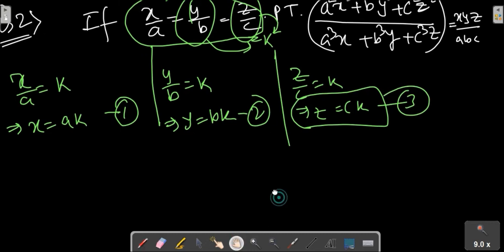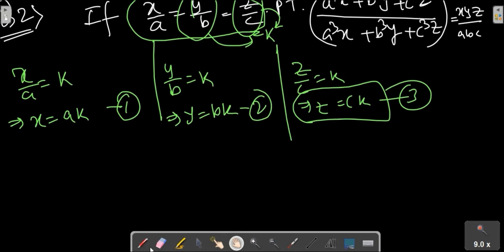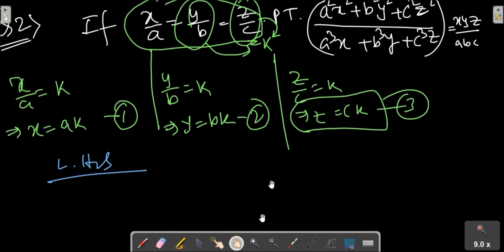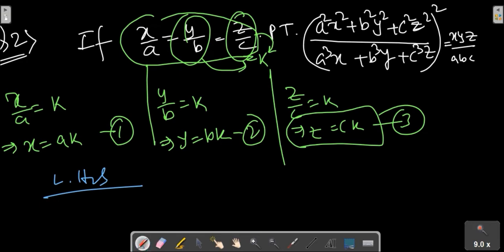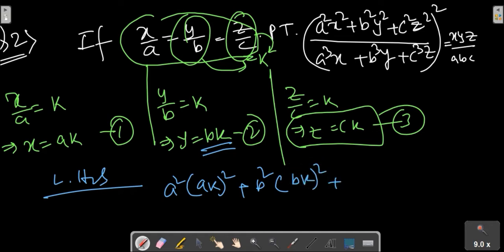Now we'll put all these things here. Let us put it in the LHS part. First of all, here it was a square x square. So a square will be the same. In the place of x square, I'll put it from 1. So in the place of x, I'm putting ak, so its whole square it would be. Then b square will remain the same, but in the place of y square I'll put bk whole square. Then again c square will remain the same, and in the place of z square I'll put the value of ck, ck whole square.